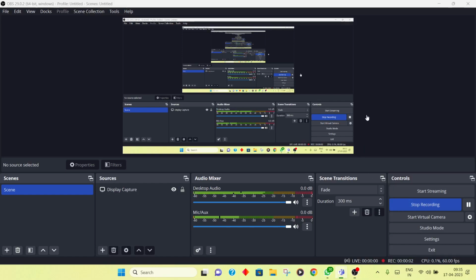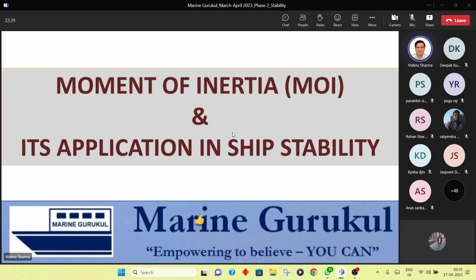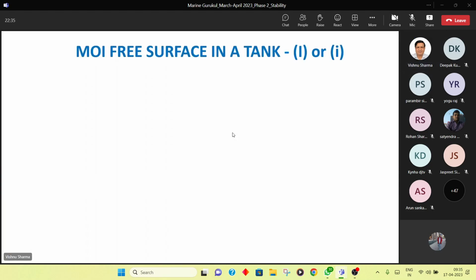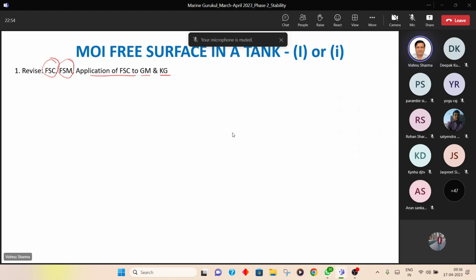Okay, we come to the last application of free surface moment of inertia, that is, the moment of inertia of the free surface. Now, for this, you need to recall your concept of FSC, FSM, and application of FSC to GM and KG. We can quickly have a recall of it.